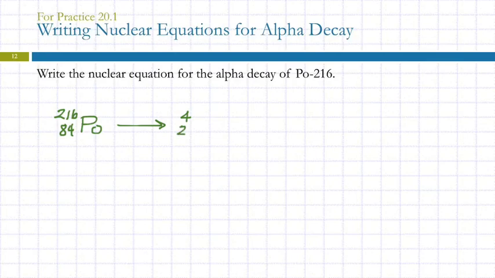Alpha decay means that an alpha particle is being emitted, and that is a helium nucleus. Plus, now we're going to do the element symbol last, and the math here is very simple. The total is 216. I've got 4 plus something is 216, so it's 212. Don't overthink this part. Here's 84. 2 plus what gives me 84? Well, it's 82. Then I look on the periodic table and find element number 82. It's lead, and so that's the symbol.